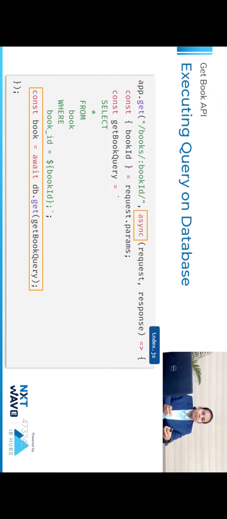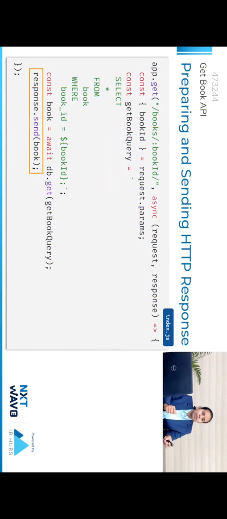So we are done extracting the book details from the database. The next thing is we have to send this as a response to the client, right? So response.send of book. Done, right? So we are done with writing this API. Now let's execute this. Let's write this on our own.